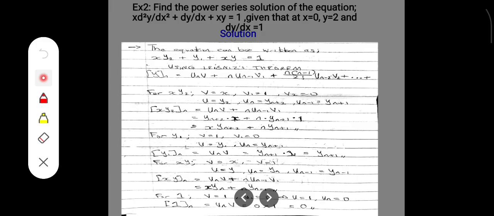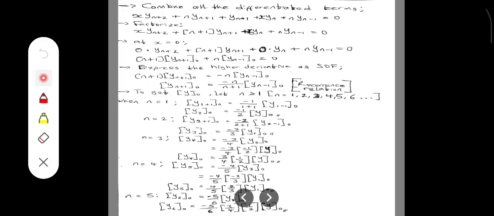So if we find the nth derivative of 1, it's just equal to 0. Now we combine all the differentiated terms, we add them together, and it equals 0. Now we factorize. For our equation, y subscript n plus 1 appears twice, so we have a factor of n plus 1, and okay, that's all. Now this is the factorized equation.